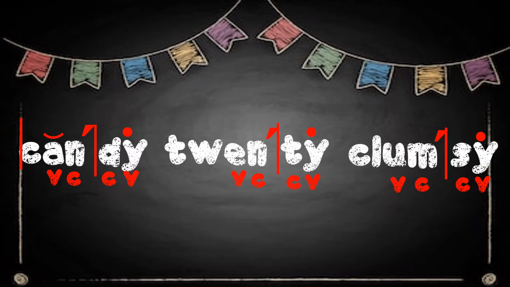Let's code our first syllable. We have a vowel followed by a consonant, so we're going to code it with a breve. And our last word. We also have a vowel followed by a consonant, so we'll code it with a breve.